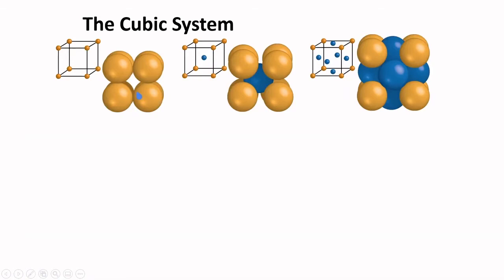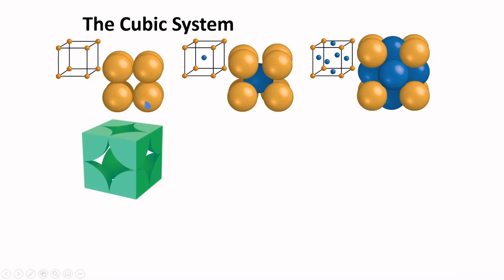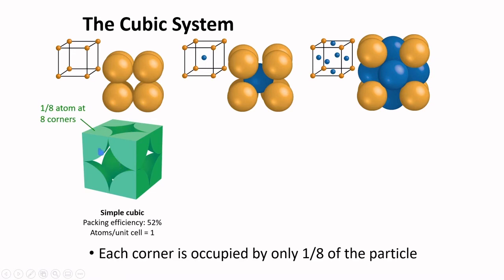Here again are the particles packed according to the 3 types of cubic cells. In principle, only portions of particles positioned at the corners and the sides form part of the unit cell. Each corner is occupied by only 1/8 of the particle. And if we combine all of these particles together, it will result in 1 atom per unit cell. Simple cubic cells are not very efficient in terms of packing. It only has 52% packing efficiency.